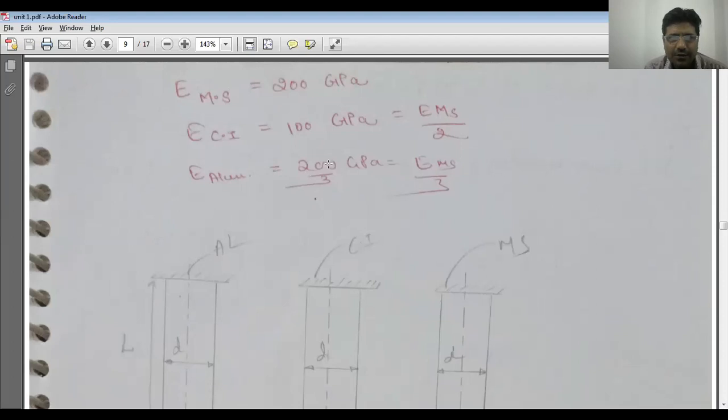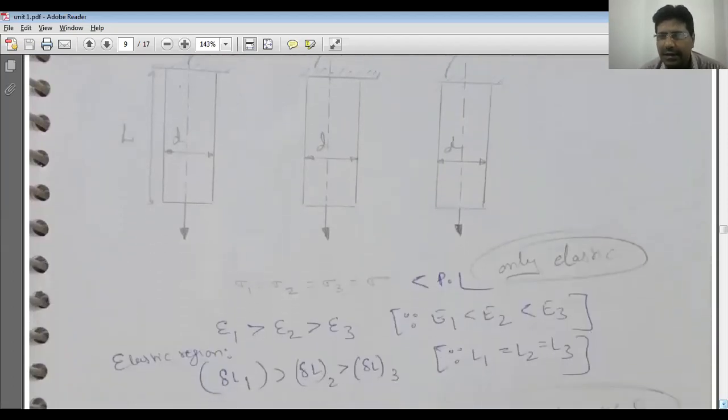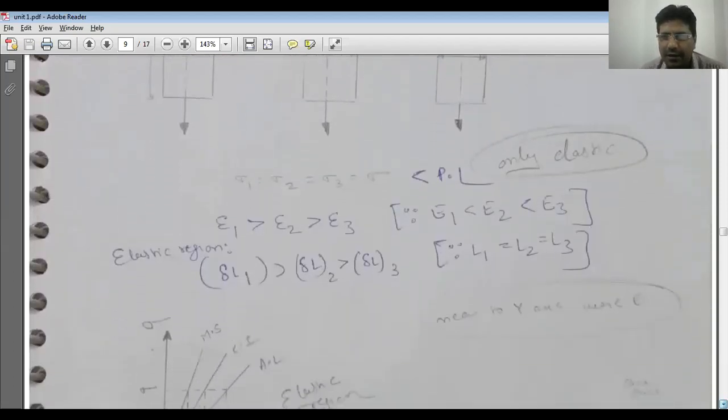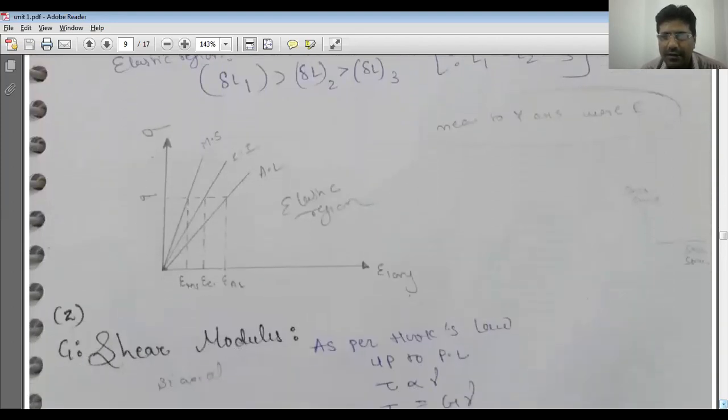So this can be seen that aluminum has a Young's modulus of elasticity equal to that of mild steel divided by 3, whereas cast iron has a value half of the mild steel. So these were the basic elastic constants that are to be determined and taken care of while doing the numericals.